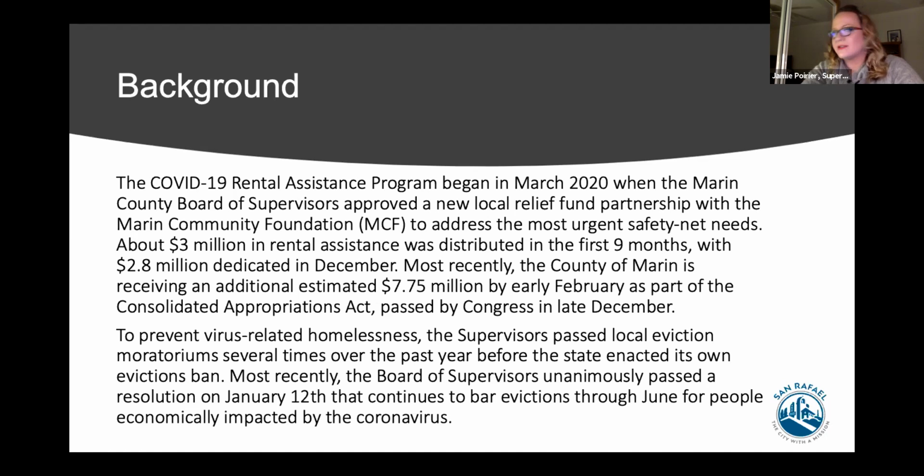Alongside of this, of course, many of you probably know that the Marin County Supervisors also recognized from the beginning the need for an eviction moratorium, with something that was eventually passed on the state level. And again, all of this is to say that keeping people housed during the pandemic is the main goal.